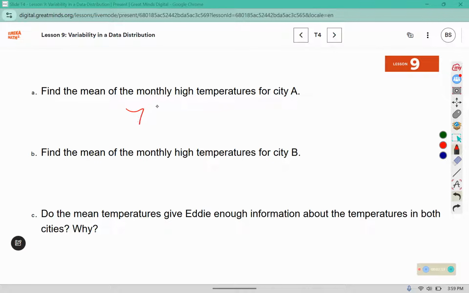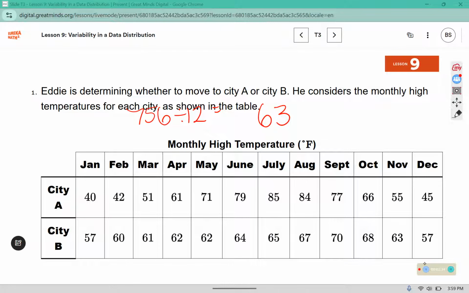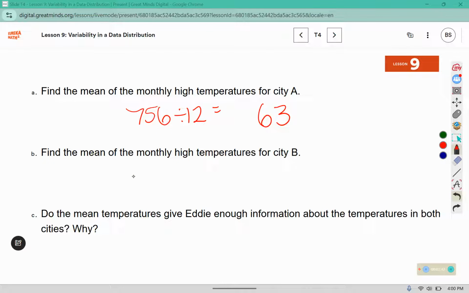The sum of all the temperatures came out to 756. When we divide that by 12, that gives us an average or a mean of 63. Now we'll do the same for city B. Add up all the data values here for city B. Then divide those by 12. Those also come out to a sum of 756. So the mean temperature for city B is also 63 degrees.